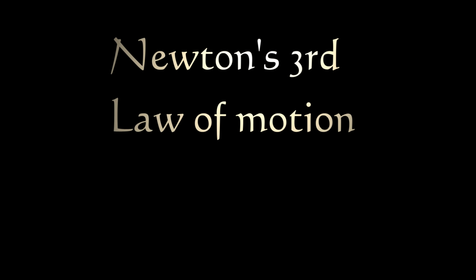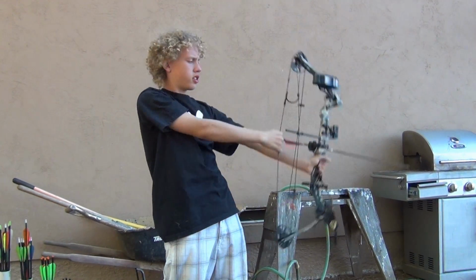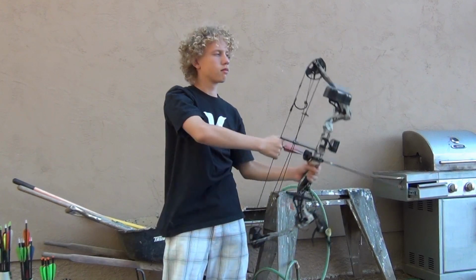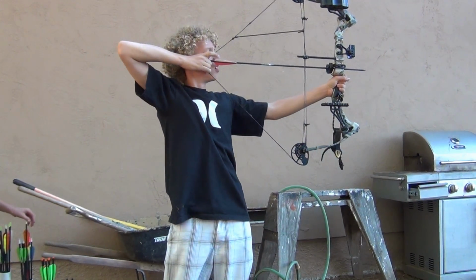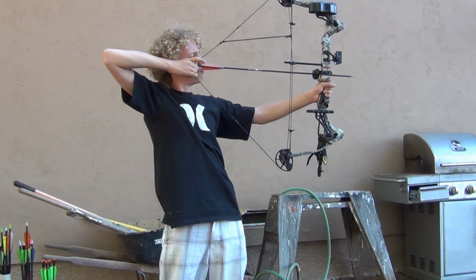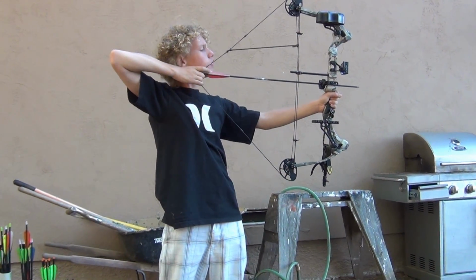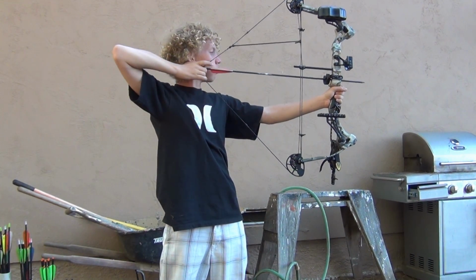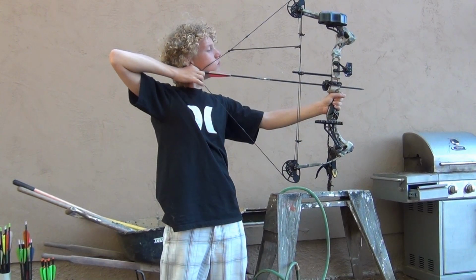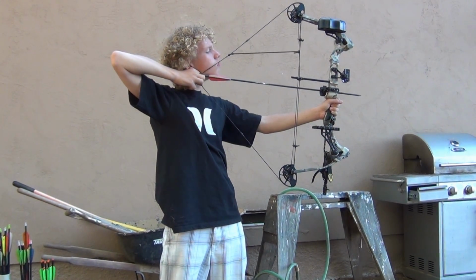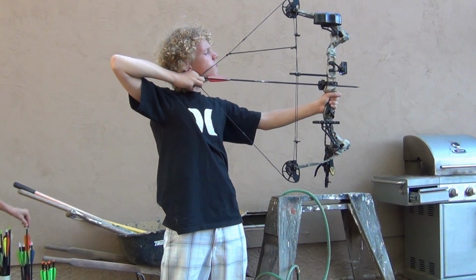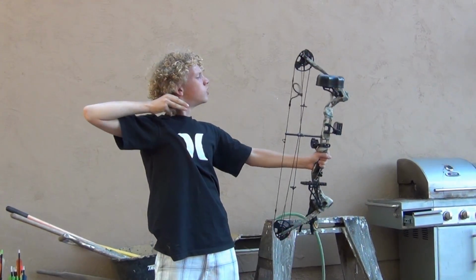Newton's third law of motion. Newton's third law of motion states that for every action there is an equal and opposite reaction. For this example, there are actually 2 in this clip. Now, as you can see, me pulling on the string is the action, and the string pulling back is the reaction, and the string pushing forward causes the arrow to fly forward. So the string going forward is the action, and the arrow flying is the reaction.